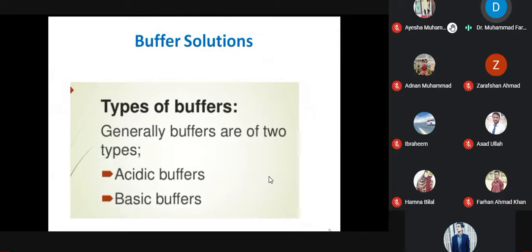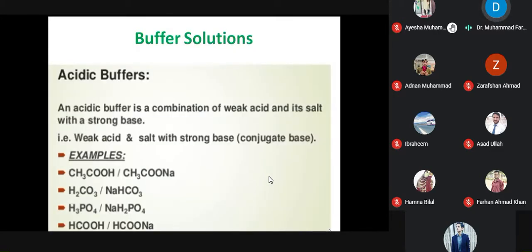What types of buffer solution are there? There are two types of buffer solution. One is called the acidic buffer solution. The second one is called the basic buffer solution. Acidic buffer solution. What does acidic buffer solution mean?